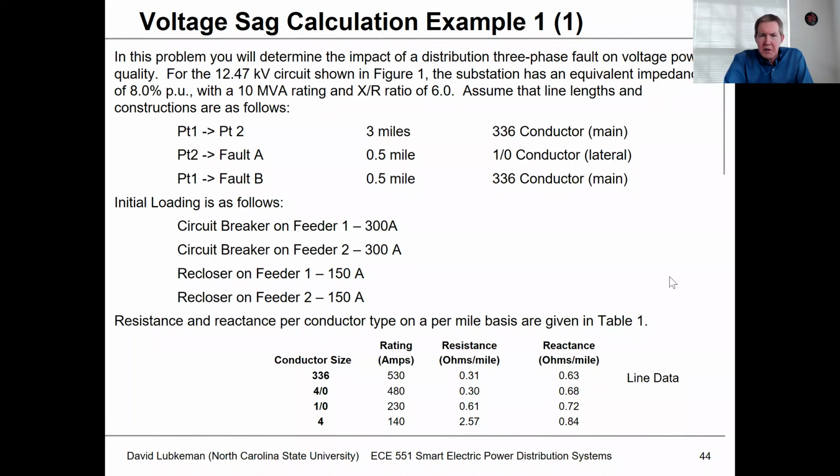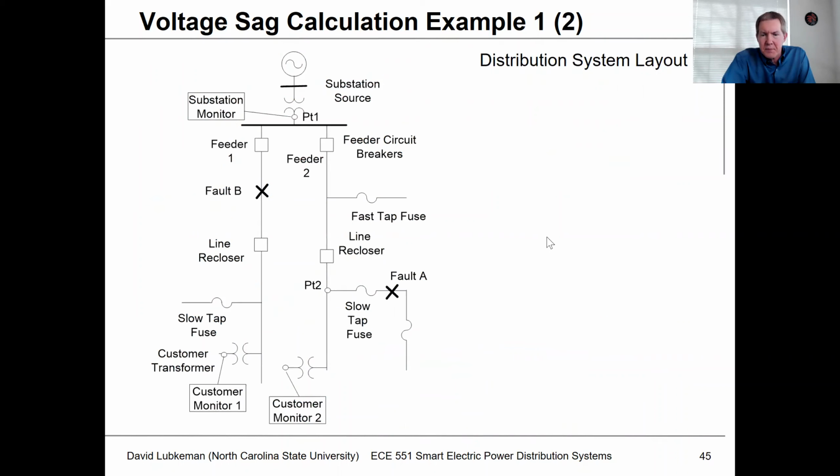So now we'll take a look at a couple numerical examples. In this first example, based on the circuit shown in the figure, I have two feeders. I'll assume that I have a monitor at the substation that's common to both feeders. Then I'll have two customer monitors at the bottom of each feeder.